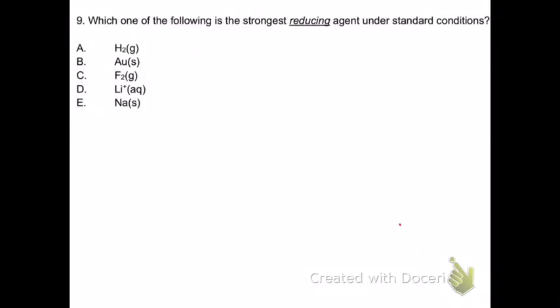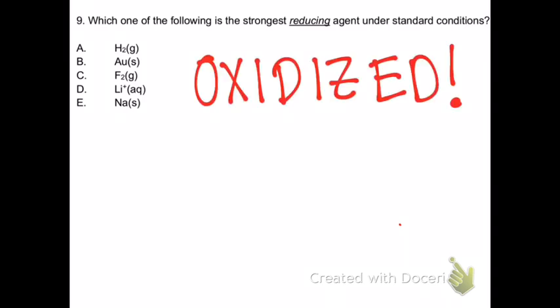In this problem, we're trying to figure out which one is the strongest reducing agent under standard conditions. Whenever I see oxidizing agent or reducing agent, I always write what that means. So if we're looking for strongest reducing agent, we're looking for which of these chemical species is most readily oxidized. Okay, so we're going to need to find the oxidation potentials of all of these. And some of them actually can't be oxidized.